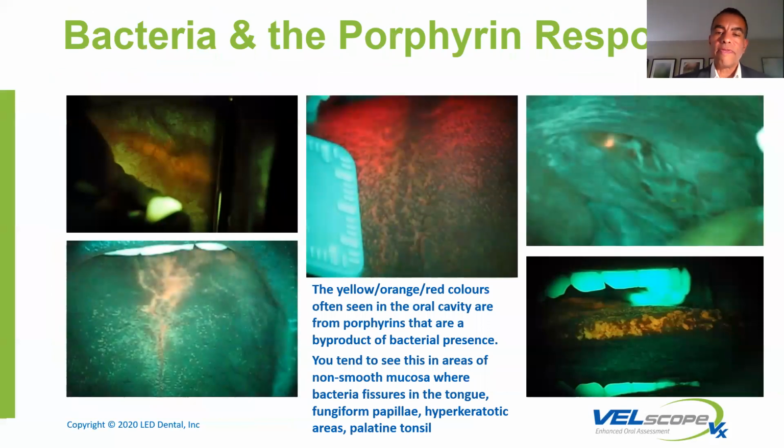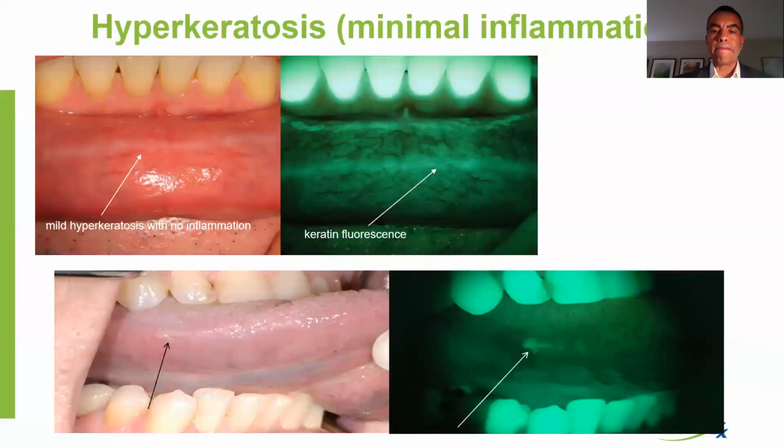So one of the things you're going to see very frequently is orange or red, especially on the dorsal surface of the tongue. It has nothing to do with cancer. It's a bacterial response for hygiene. This is a great tool. Take a picture, show the patient, talk about how you have ways to improve their oral hygiene to where we can reduce this porphyrin response. We can talk about that in a little bit.